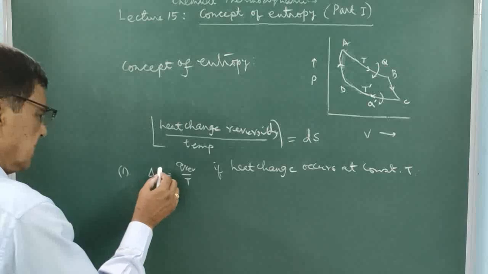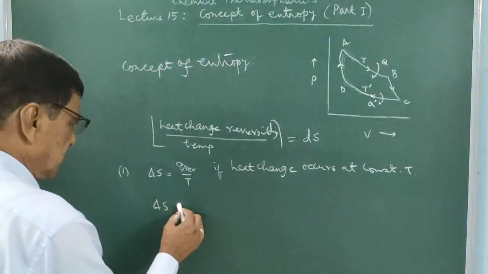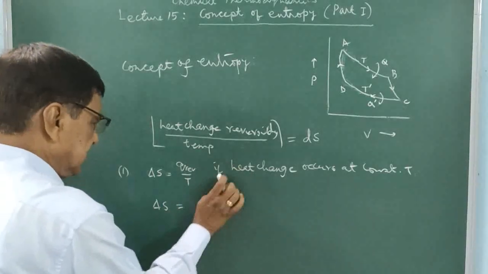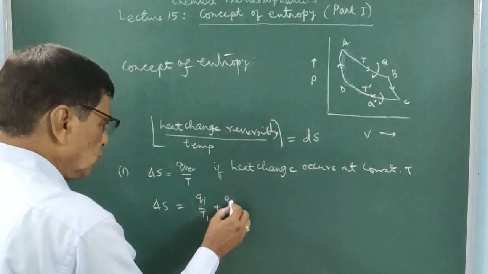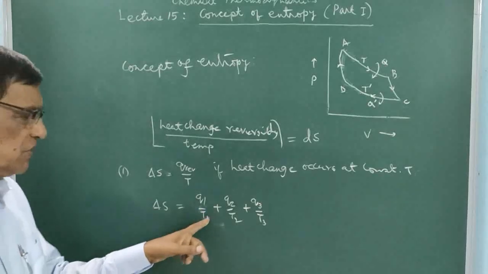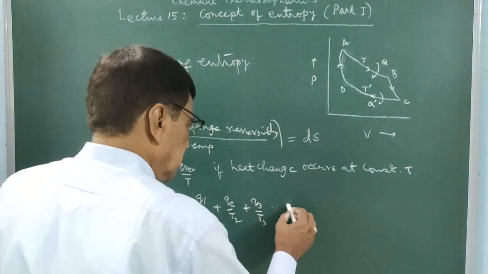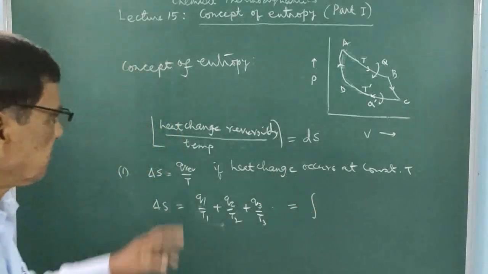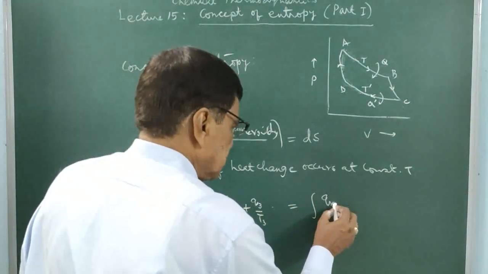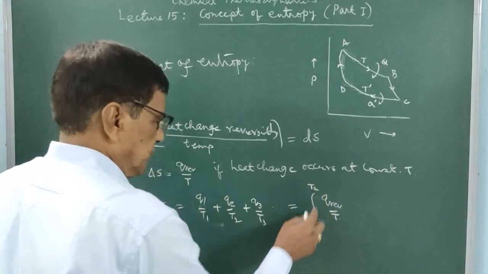And for the case where the heat change occurs at different temperatures, delta S equals the sum of Q reversible by T, or Q1 by T1 plus Q2 by T2 plus Q3 by T3, meaning Q1 is the heat change at T1, Q2 at T2, Q3 at T3, and so on. Or it could be written as an integration. As the process is reversible, the temperature is changing continuously, so this will be the integral of Q reversible by T between the two temperatures, T1 the initial temperature and T2 the final temperature.